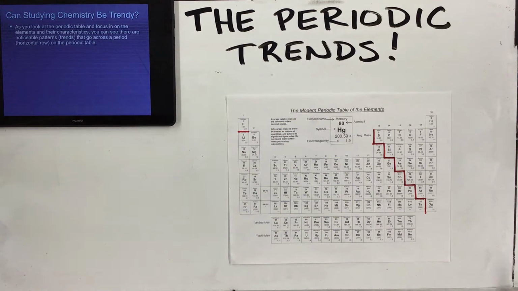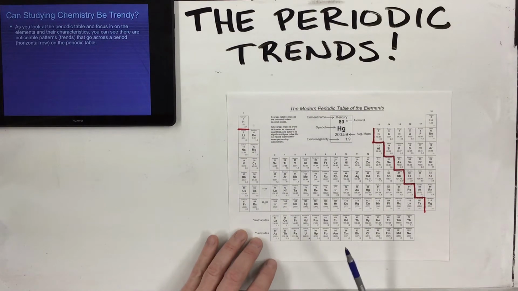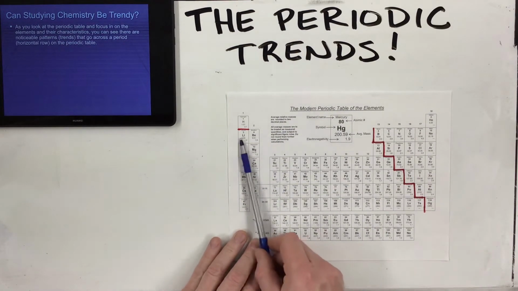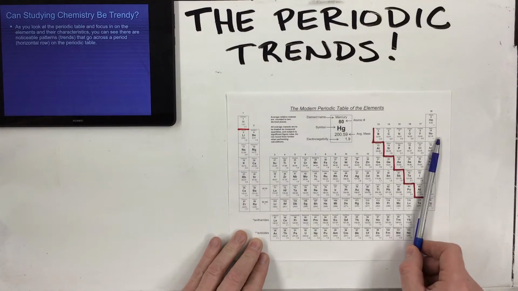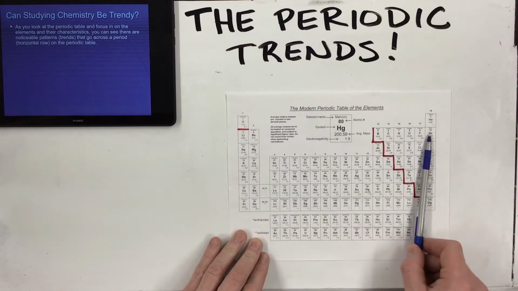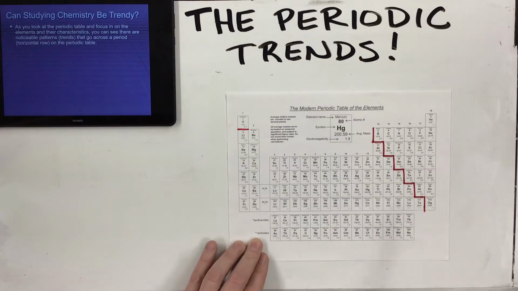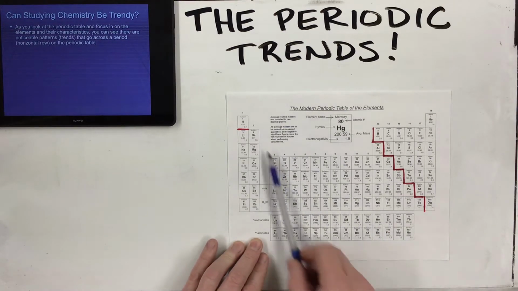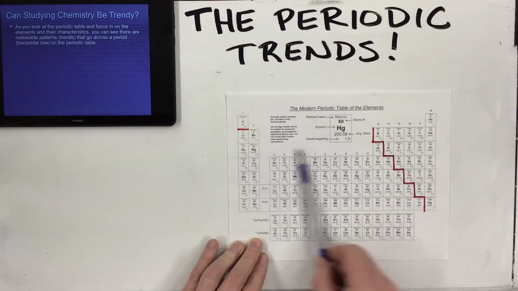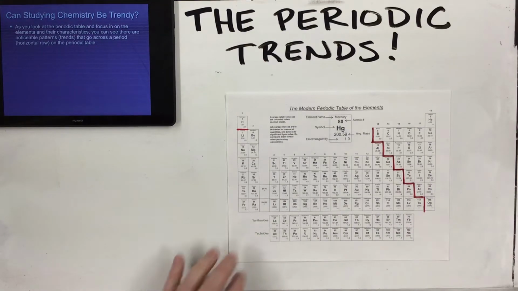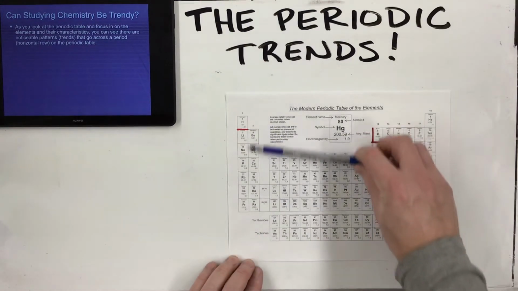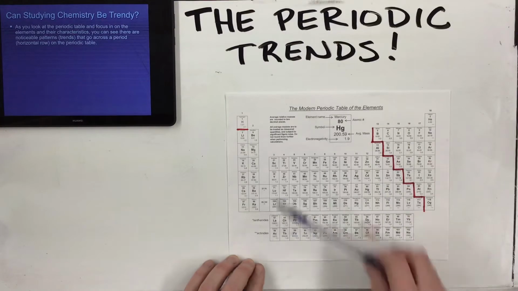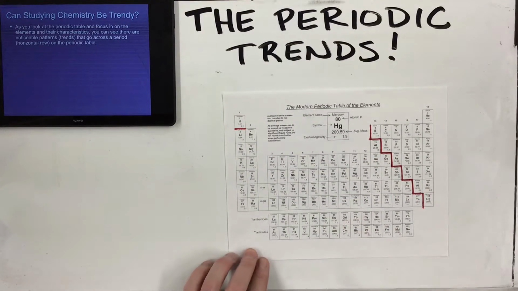If we look at the periodic table, there are two main features that we're going to be looking at today. We're going to be looking at these horizontal rows, right? These horizontal rows across are called periods, hence the name periodic table. So each row across is a period. Each vertical column on the periodic table is called a group or family.